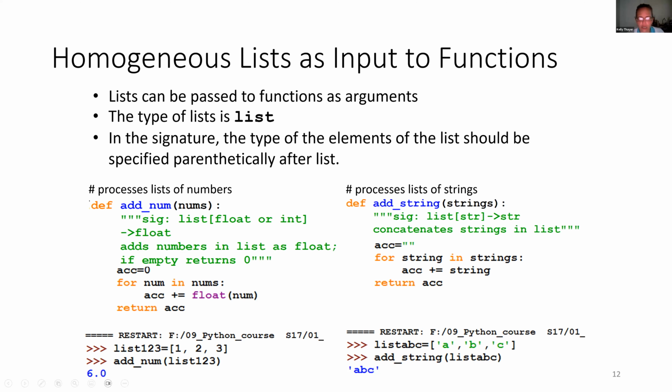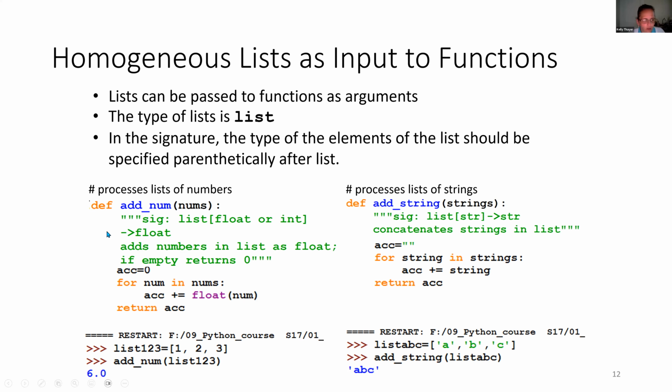So, homogeneous lists as input to functions: lists can be passed to functions just as an argument. So this is how you can pass it. You can pass one variable, but why not pass one list? Sure, no problem. This type of list is going to be list. So in the signature, the type of the element of the list should be specified parenthetically after list.